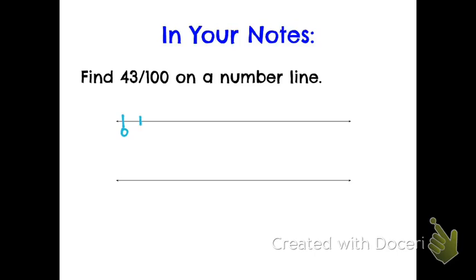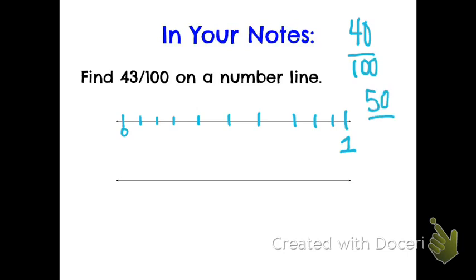So I'm going to start with that. I'm going to start by creating my number line. So I've got 1, 2, 3, 4, 5, 6, 7, 8, 9, and 10, which would be my 1 down here. Well, if I think about 43 hundredths, 43 is somewhere between 40 hundredths and 50 hundredths.